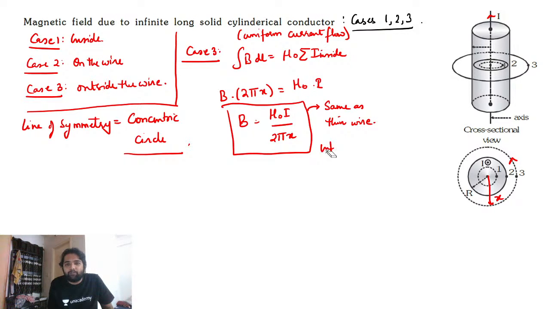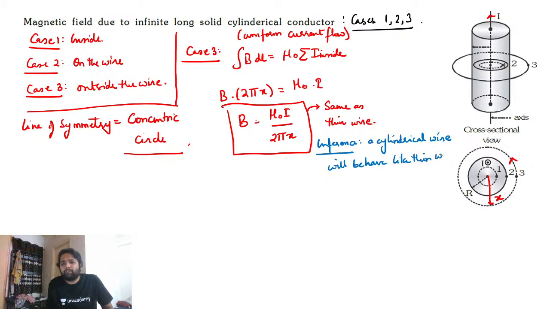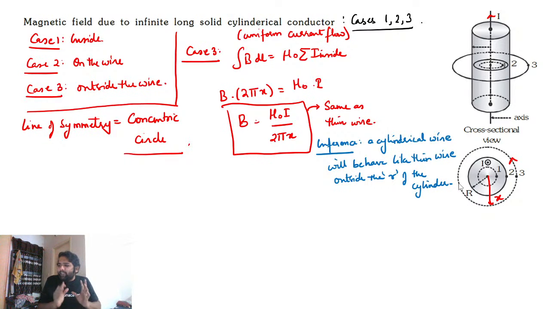So inference को अलग color में लिखते हैं ताकि it look little more wonderful and you guys can enjoy it. Inference क्या है यहाँ पे? ये है कि the cylindrical wire will behave like a thin wire outside the radius of the cylinder. So this is the main crux of it, guys.